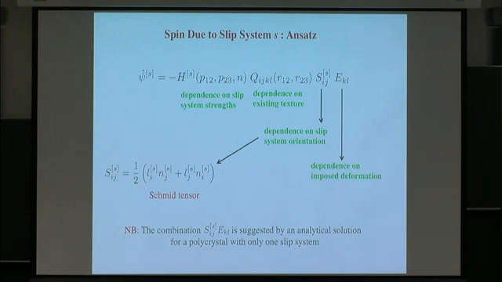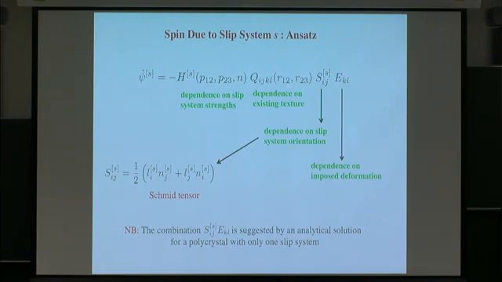Okay, well now let's look at the spin due to a slip system which we'll label S. And this is an ansatz, something we're going to try to see if it works. So we take the spin, the psi dot, and we write it as a product of 4 pieces, each of which describes a different aspect of the preferred orientation. So we first have an amplitude function h, which controls the dependence on the slip system strengths. Remember, those were the variables P12 and P13.